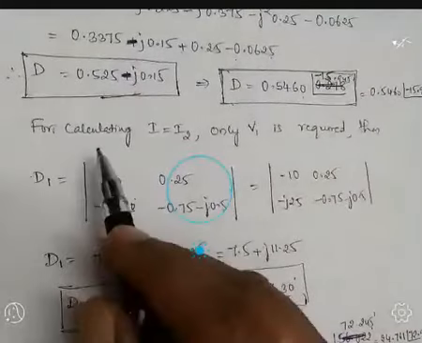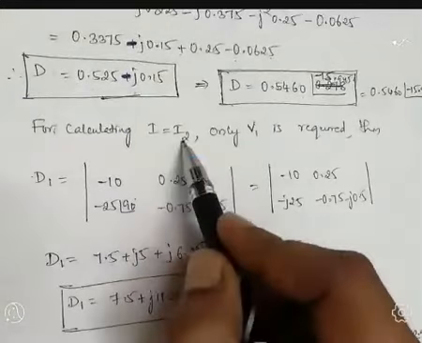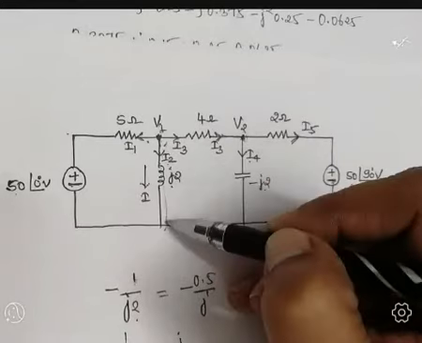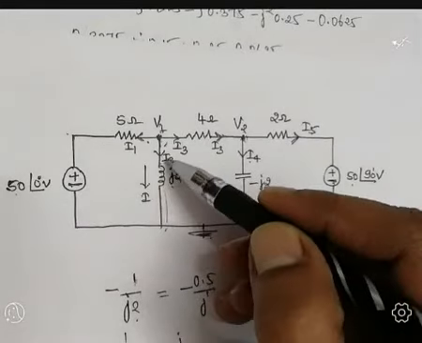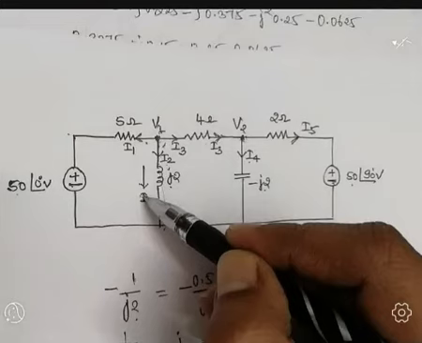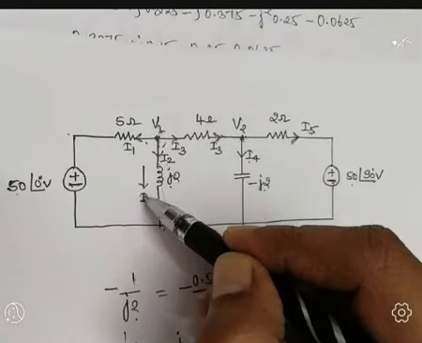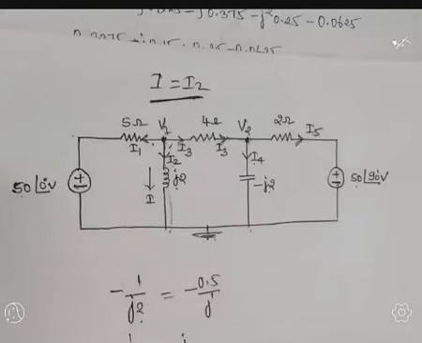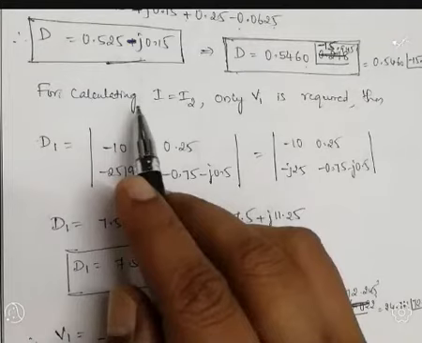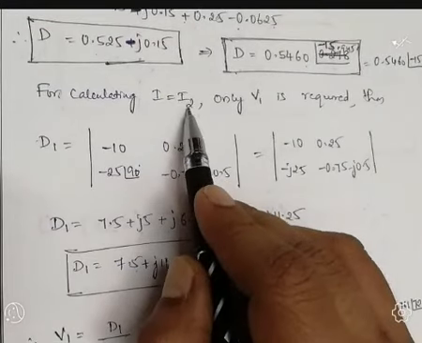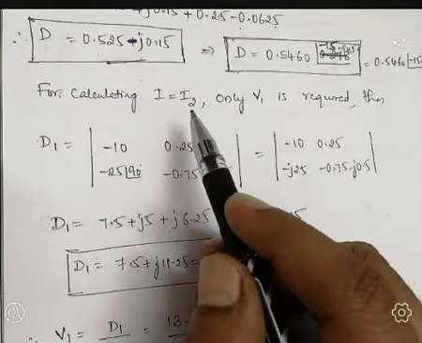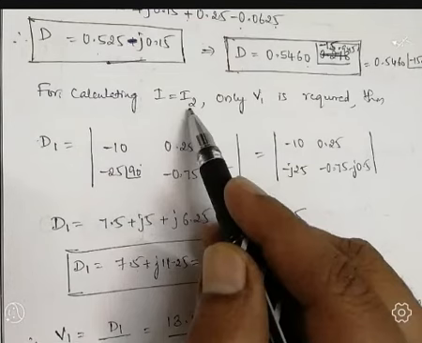For calculating I, the current I2 is represented in this branch, and in the same branch the current is indicated by the problem statement as I. So we can write I equal to I2. Both are the same because both are flowing through the same branch. So for calculating I, we have to calculate I2, because in the problem statement he is asking to find the current I. No need to calculate the remaining currents. Directly we have to calculate I2, which is nothing but I.